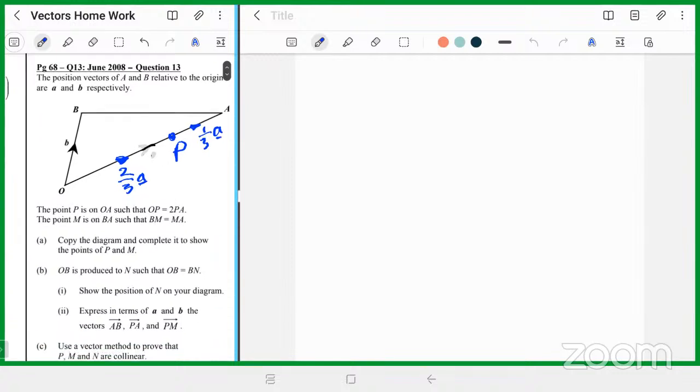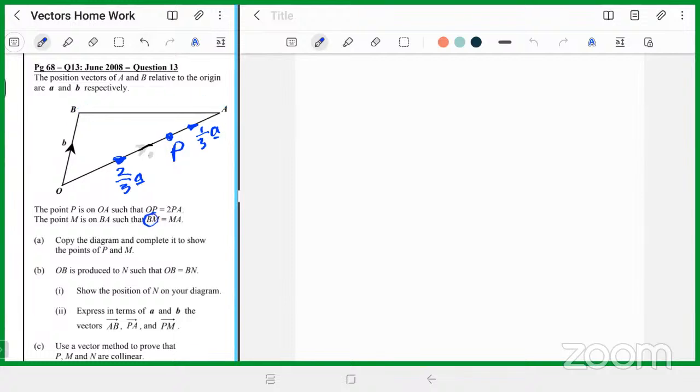Then it says the point M is on BA, such that BM is equal to MA. It means that M is the midpoint. If BM is equal to MA, then M is the midpoint. So right here, I'm going to put M, right in the middle. M is the midpoint of BA. It says copy and complete the diagram to show the points P and M. That's it. So the point P here, and the point M there.